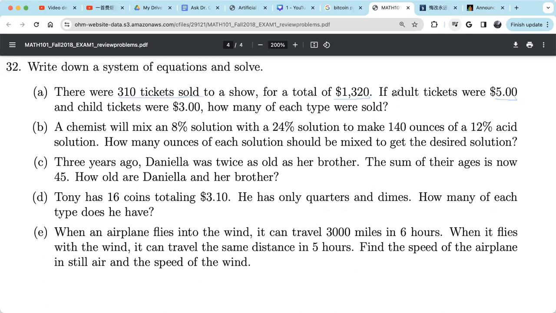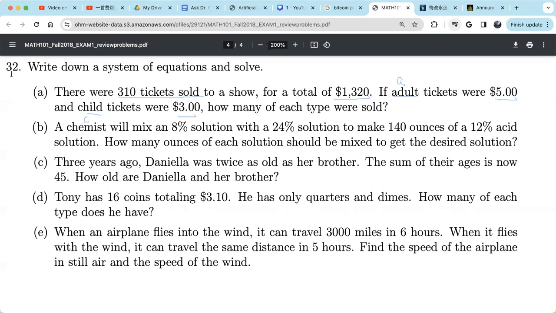$5 for an adult and $3 for a child. So we're asking how many of each type were sold, which means how many tickets were sold to adults and how many to children. Let A be how many sold to adults, and C be how many sold to children.